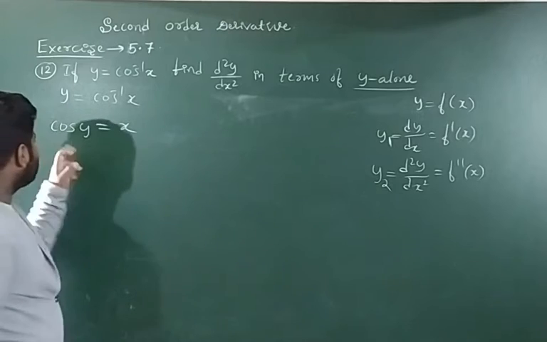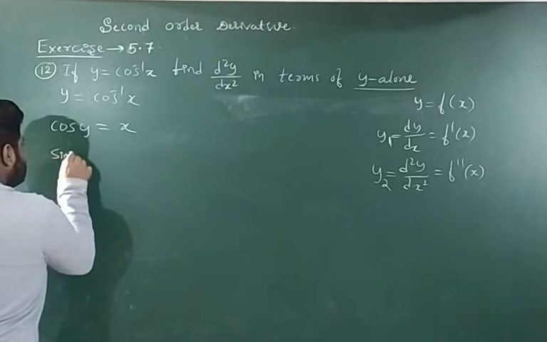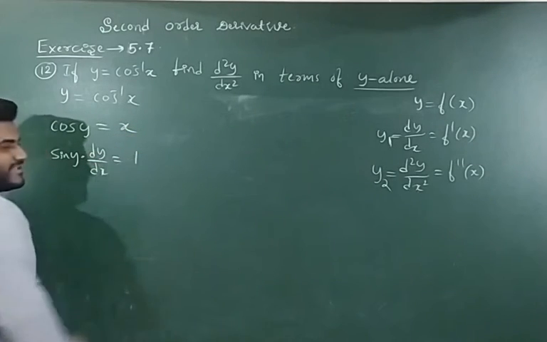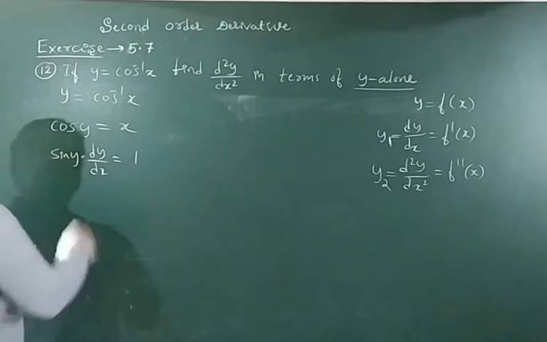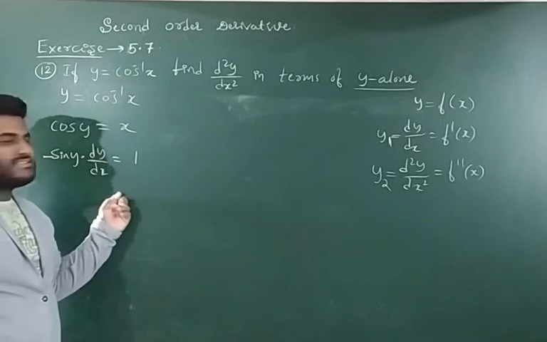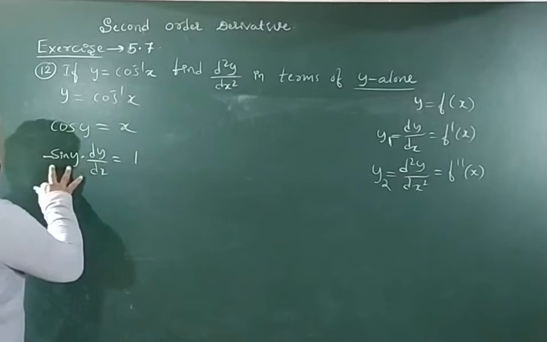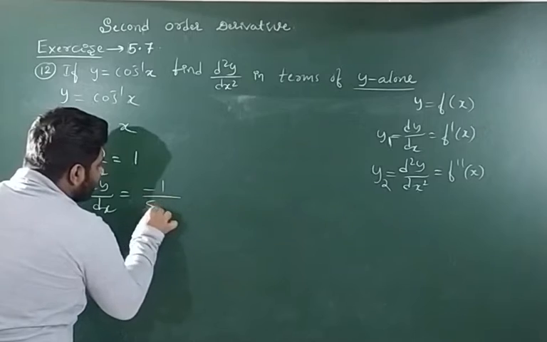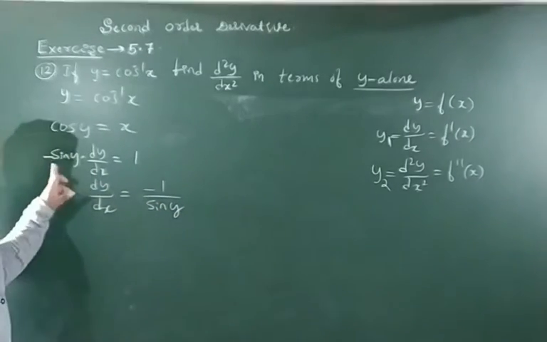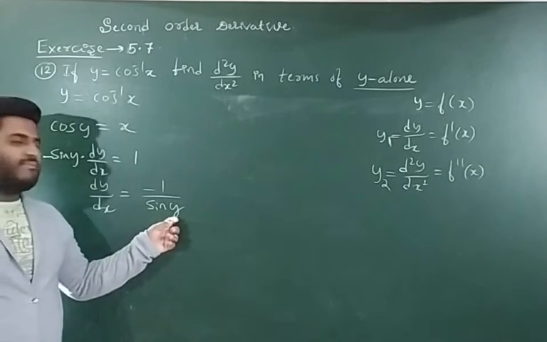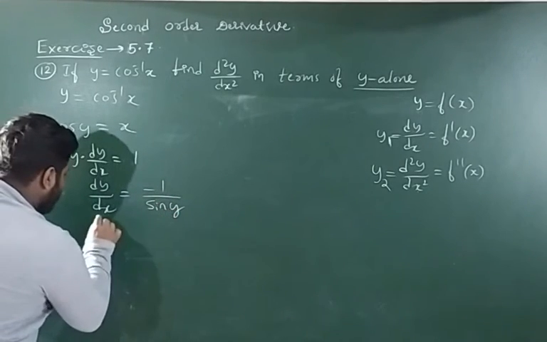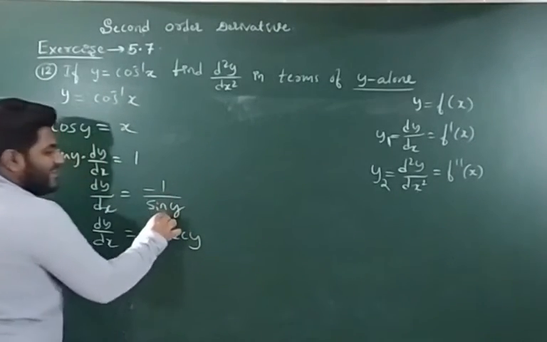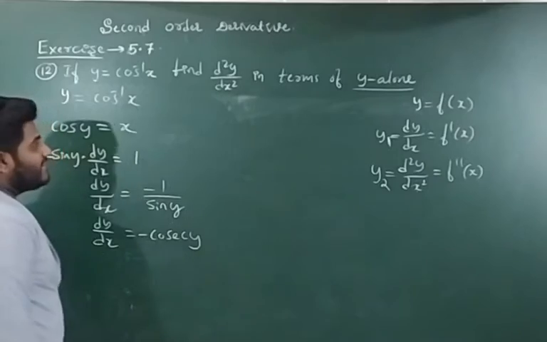Now differentiate with respect to x. Cos y differentiation is minus sin y into dy by dx, equal to differentiation of x with respect to x, which is 1. So take this sin y this side. Dy by dx equal to minus 1 divided by sin y, because here the multiplication sign is there, whenever it comes this side it becomes divide. So minus 1 by sin y is nothing but minus cosec y, since 1 by sin theta is cosec theta. So this is what we got for dy by dx.